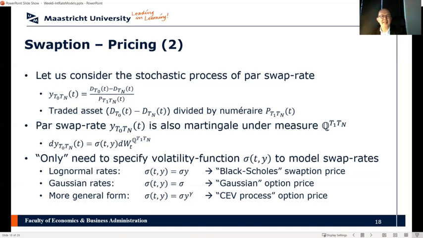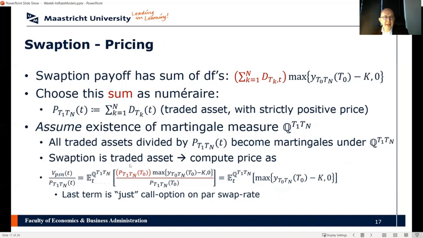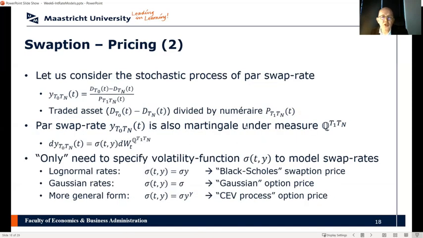So this is another reason why this choice of numeraire is really, really convenient, because first of all, I am canceling this sum of discount factors in the payoff. That was already nice. Secondly, the par swap rate that I'm interested in is also a martingale under this measure. Now, if I want to make a model for the stochastic process of the swap rates, I don't need to worry about doing a drift term or keeping this arbitrage free. And I can directly model the par swap rate as a martingale process.